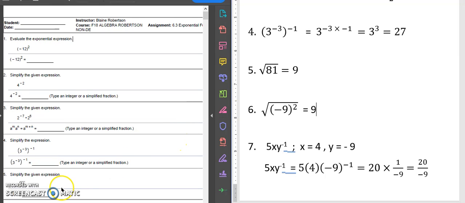Looking at number 5, it's just the square root of 81. That's as straightforward as it gets. We end up with 9.